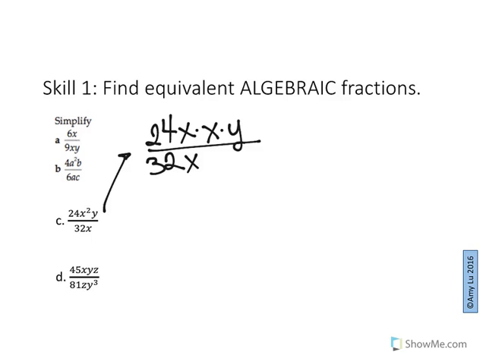I know I can simplify 24 and 32 by 8, so this reduces down to 3/4. The x's cancel, so I'm left with 3xy over 4.